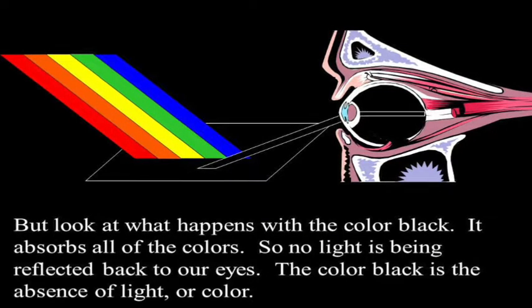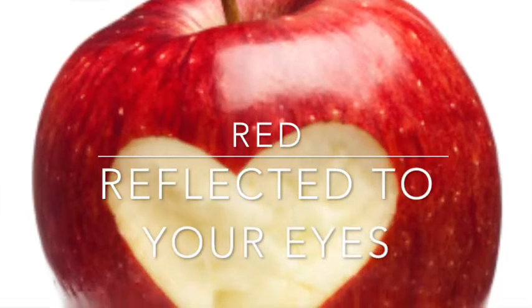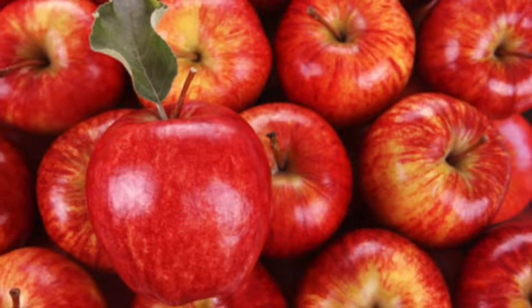So, the next time you see something black, what do you think is really happening? All the colors are being absorbed. When you see something white, what do you think is really happening? All the colors are being reflected to your eyes, so it appears to be white to you. So when you see a red apple, it's because that color red is being reflected to your eyes and the others are being absorbed.